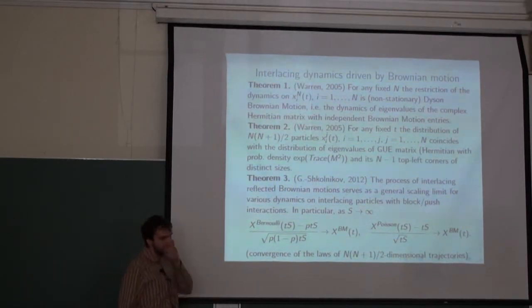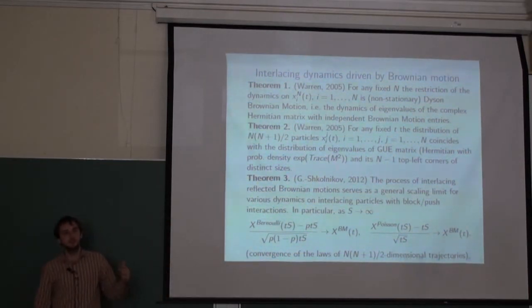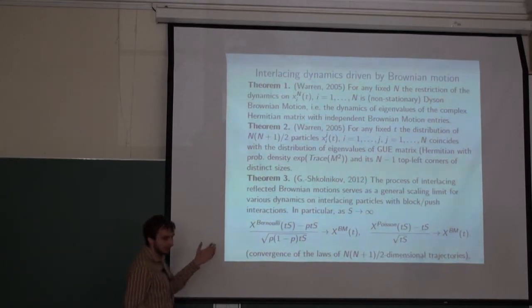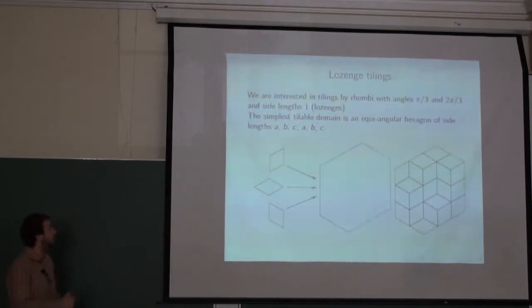So you can think about it in the same way as the central limit theorem and its generalizations tell us that the universal scaling limit of random walks is Brownian motion. In the same way here, the universal scaling limit of these processes on interlacing particle configurations with block and push interactions is again the system of interlacing Brownian motions. Okay, so this was our first example of various processes of interlacing particle configurations.